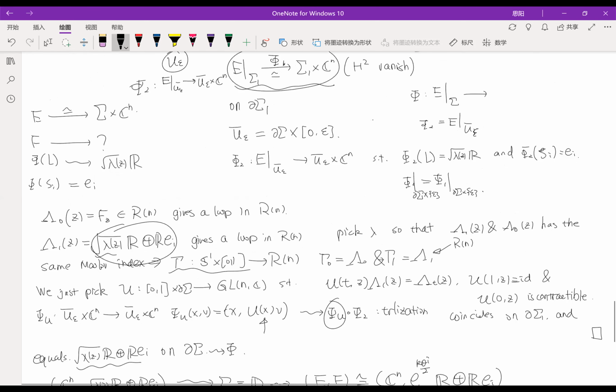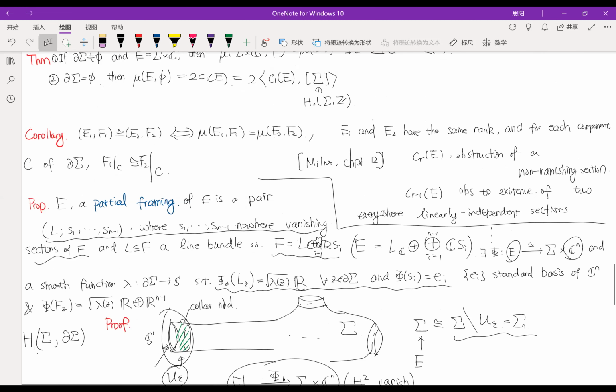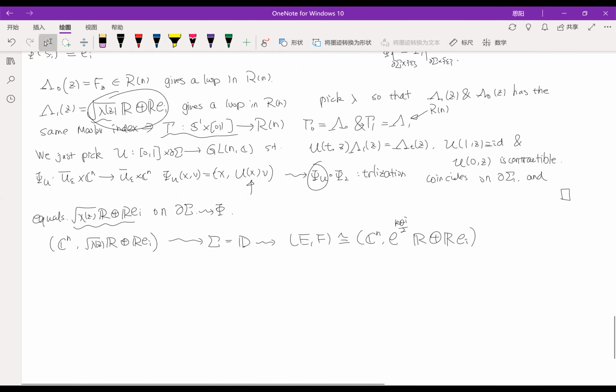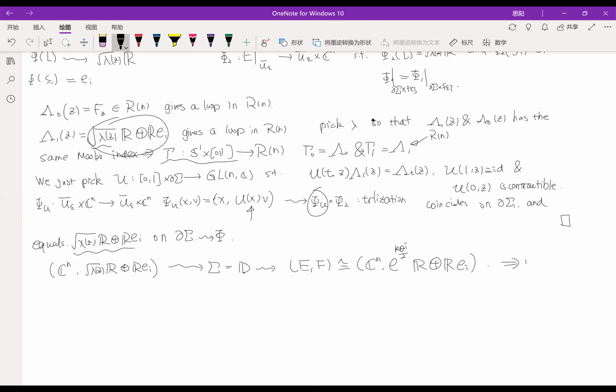So this gives us condition 4 in the theorem. Condition 4 in the theorem completely characterizes the Maslov index on the disk. Then we need to use parallel pants decomposition, which we will introduce next week. Induction.